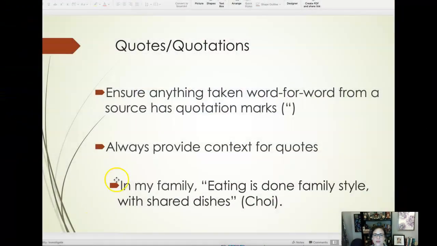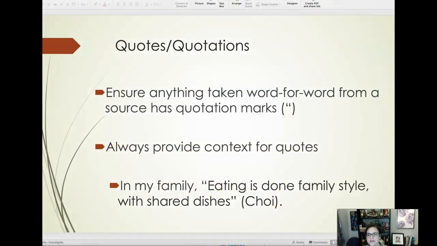So that's why I always suggest just utilize quotes. Just use quotes to cover all the bases. Make sure you're using them word for word, but you need to use those quotation marks, right? All right. Always provide context for quotes.